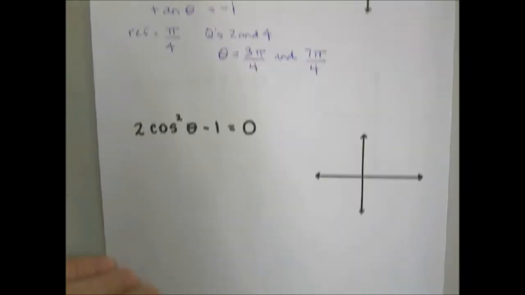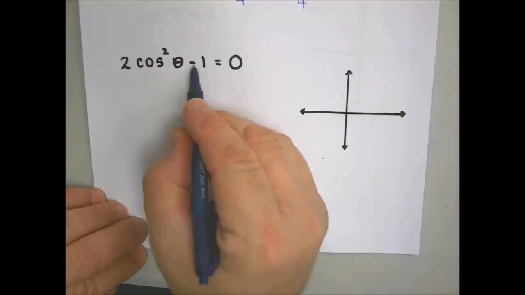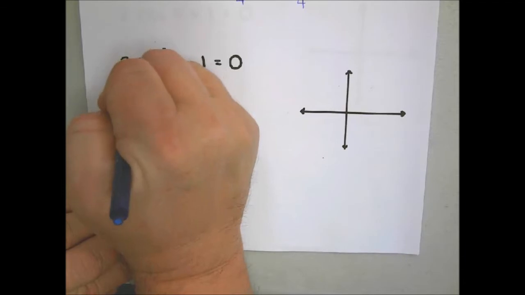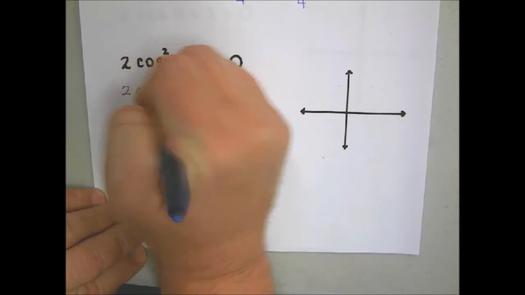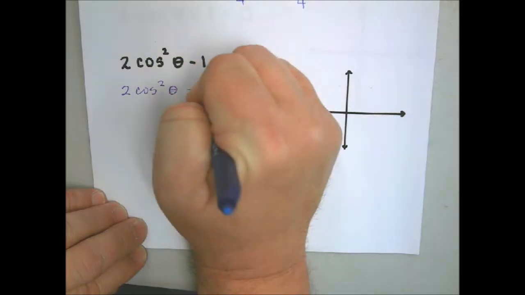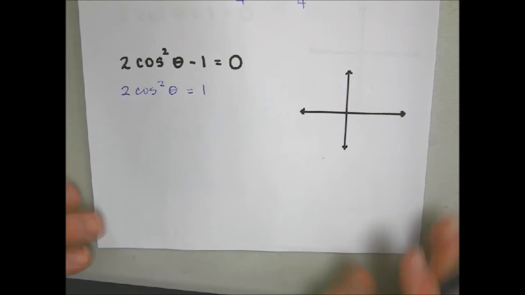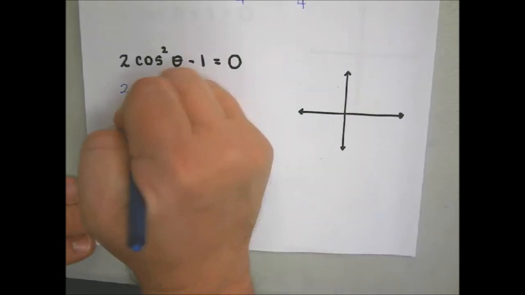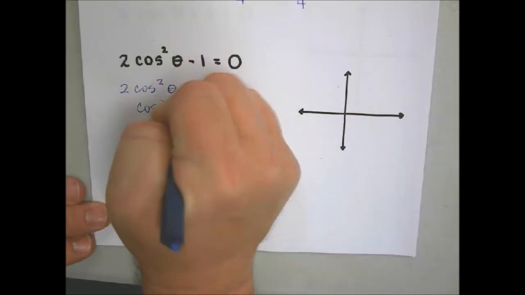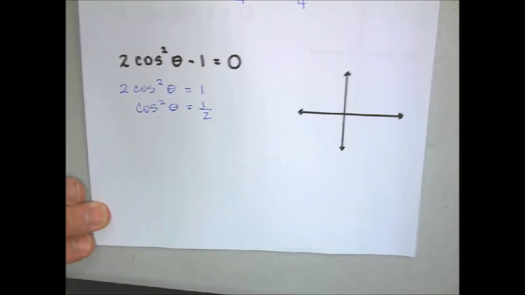Let's go down to the next one. 2 cosine squared theta minus 1 equals 0. Okay, let's move the minus 1 to the other side. So we'd have 2 cosine squared theta equals positive 1. Divide both sides by 2. So now we'd have cosine squared theta equals 1/2.